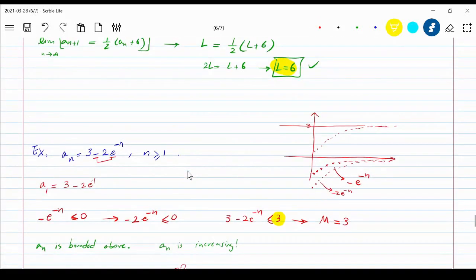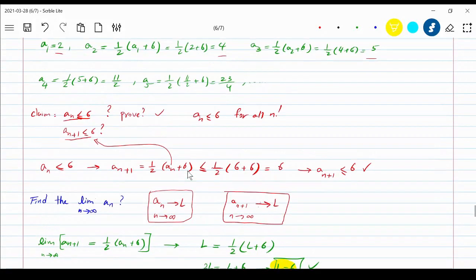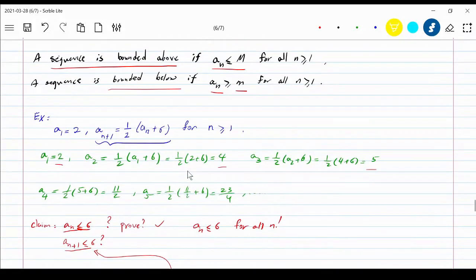Okay, this is how you show, if you're given the information about boundedness and monotonic behavior, how you can claim that a sequence is convergent or divergent. Okay, so this is it for this section. I'm going to stop here.